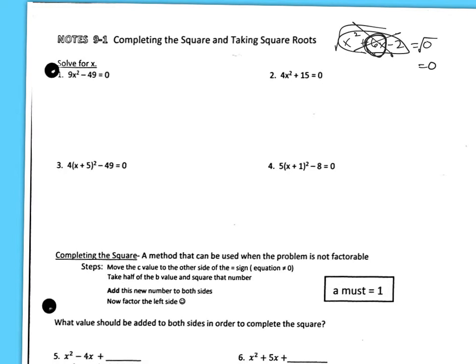So let's run through some of these. We want to isolate the x squared. So we'll start by adding the 49. So we get 9x squared equals 49. So since we don't have the plain x term, we can do this. We're going to divide both sides by 9, and then we're left with a perfect square equals a fraction.